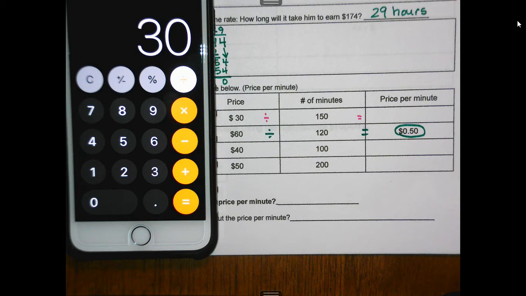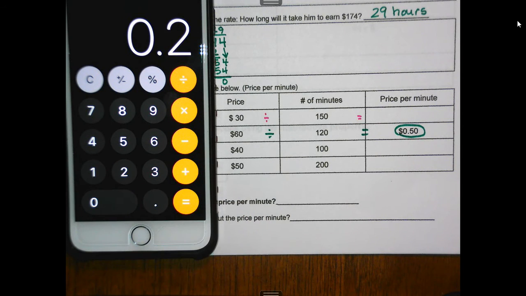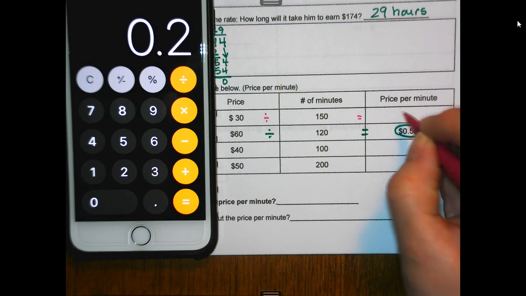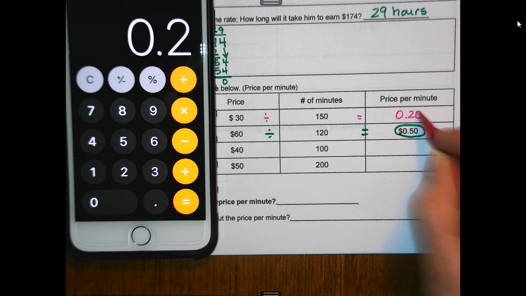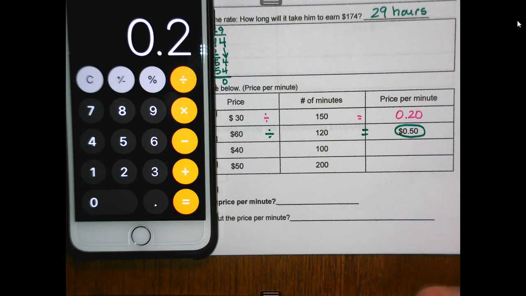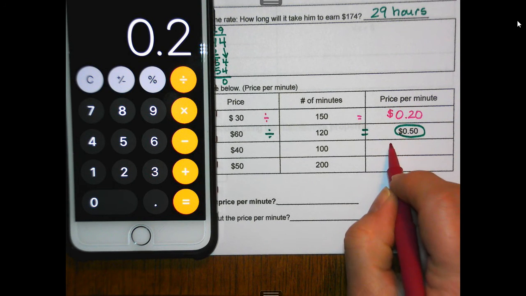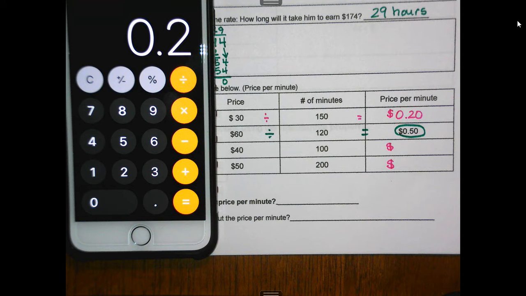We take our price divided by our number of minutes, and we get a decimal. The decimal here on my calculator is only 2/10. But when we are talking about money notation, we have 20 cents written with 2 decimal places. Our dollar sign goes in front of the money. So I'm going to go ahead and put my dollar signs in all those boxes.